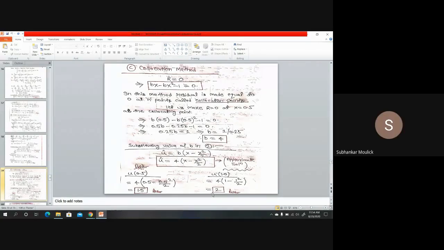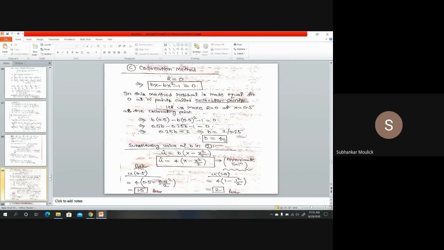Yes, sir. See, this is a random guess. Randomly, I have taken x equal to 0.5. I am getting the value of b as 4. Again, you can take x equal to 0.6, and the value of b gets modified. It can be 4.2, 4.3. You can take x equal to 0.8, and again the value of b can be modified. I don't know, it can be 5 point something. So I have to get the nearer value.